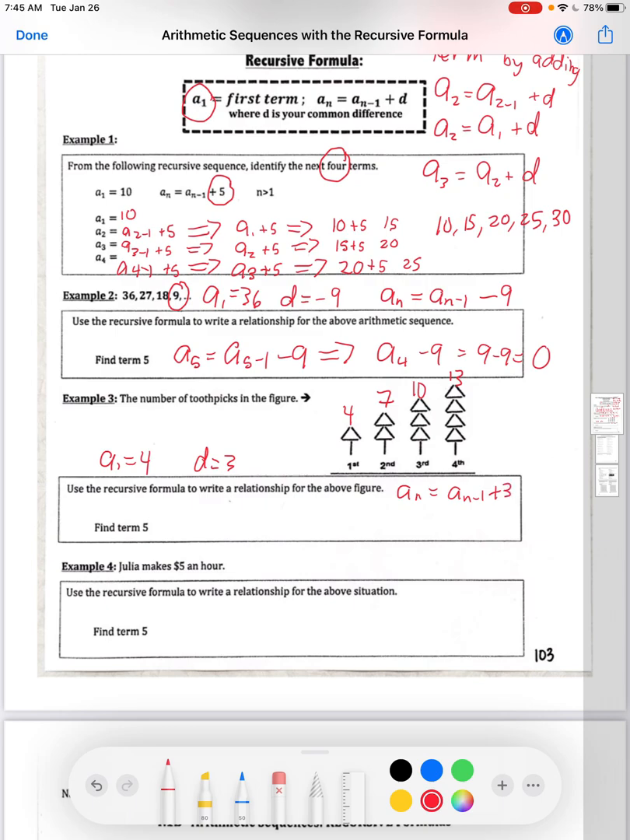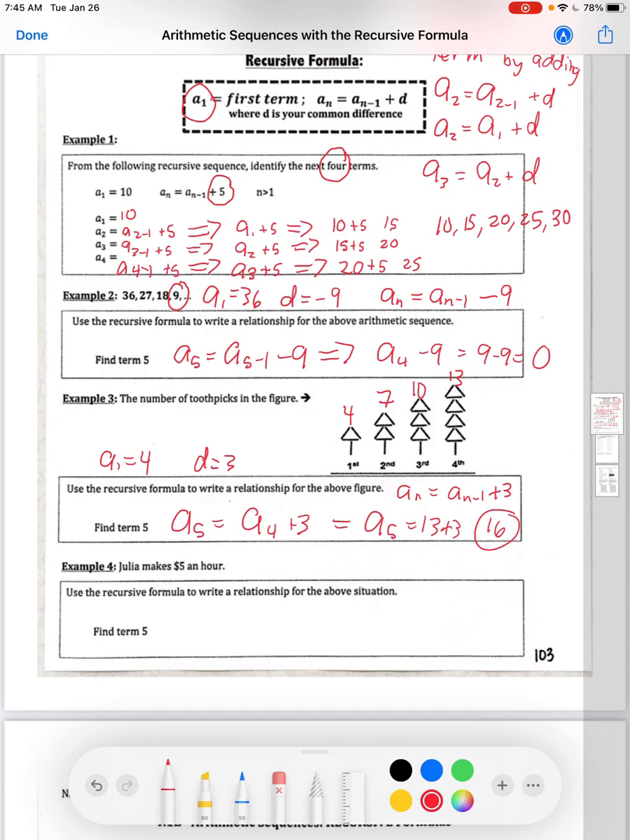Now we're told to find term 5. So that would be a5 is equal to a4 plus 3. Our fourth term has 13 toothpicks, giving us a5 is equal to 13 plus 3, which would be 16.